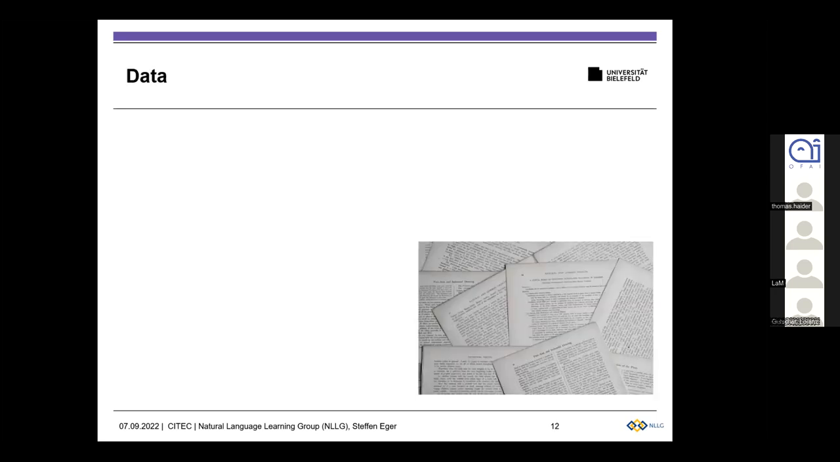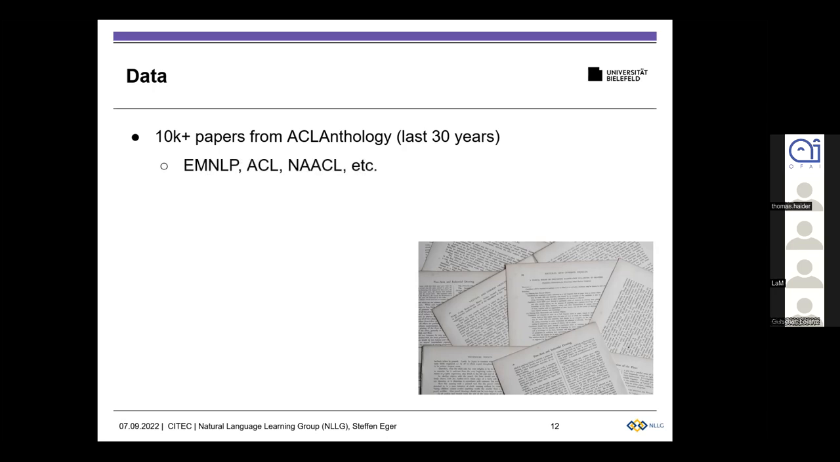All right, so let me tell you what we have done so far. So first step is we collect data. So we have collected 10,000 plus papers from the ACL Anthology. So ACL Anthology is a place that hosts all the important conferences from the natural language processing community. So this is the community that I feel associated with. So this is why we focused on the ACL Anthology.